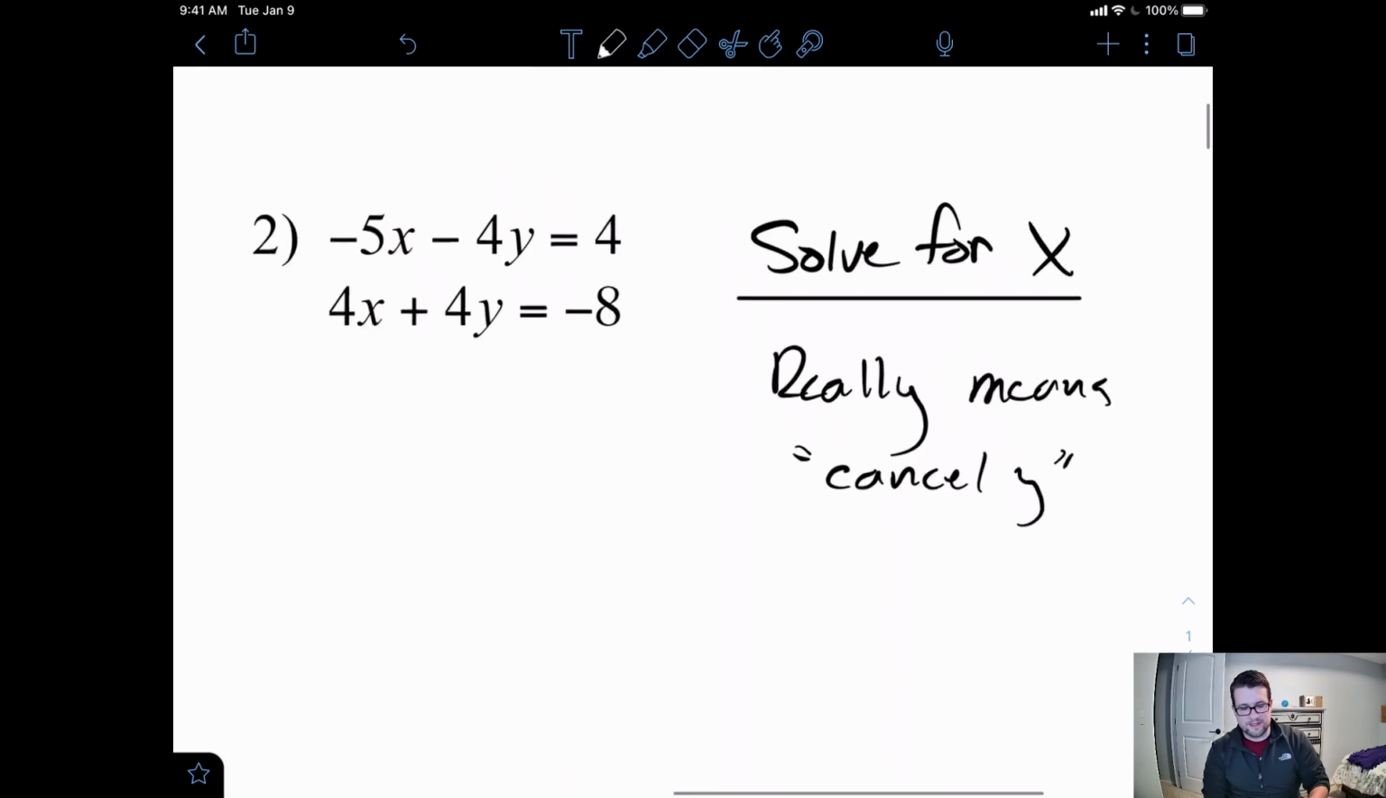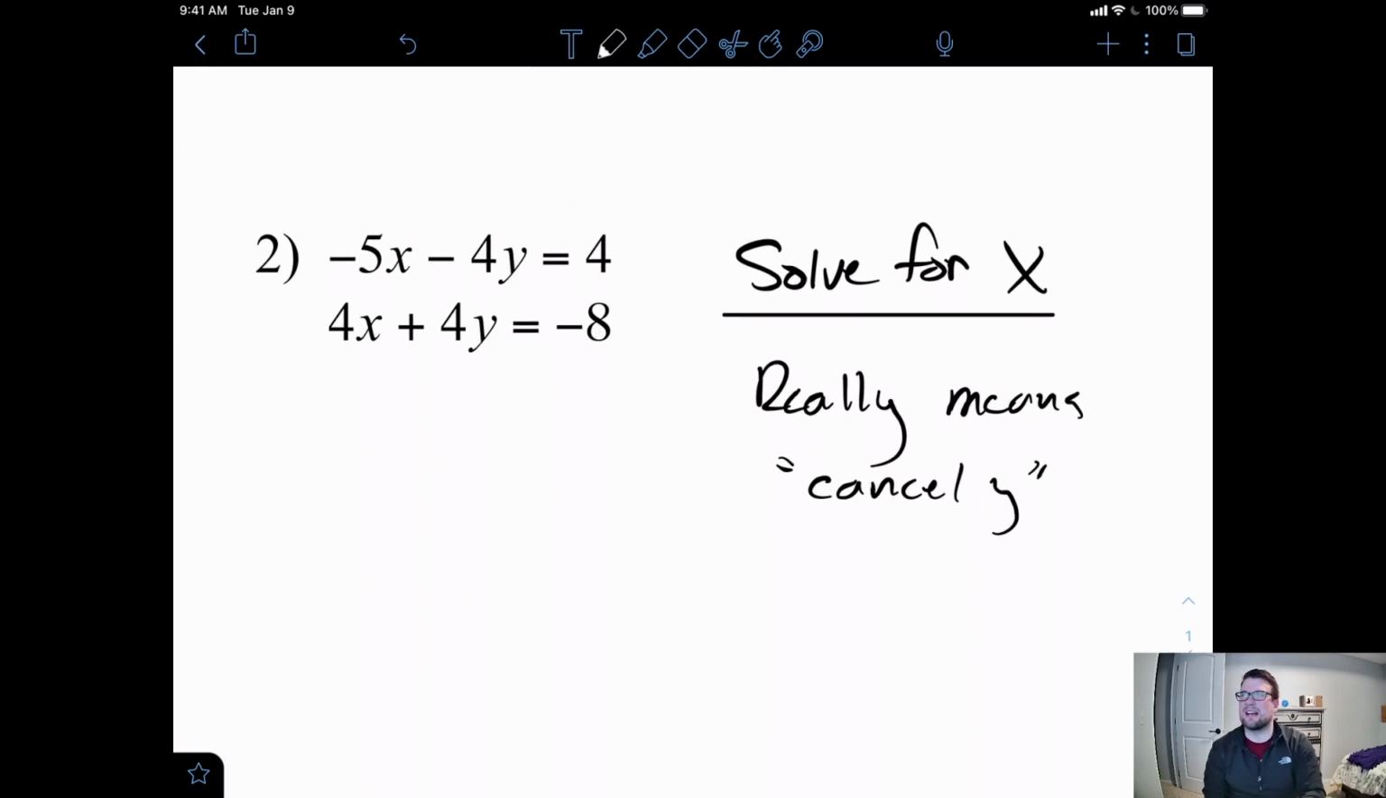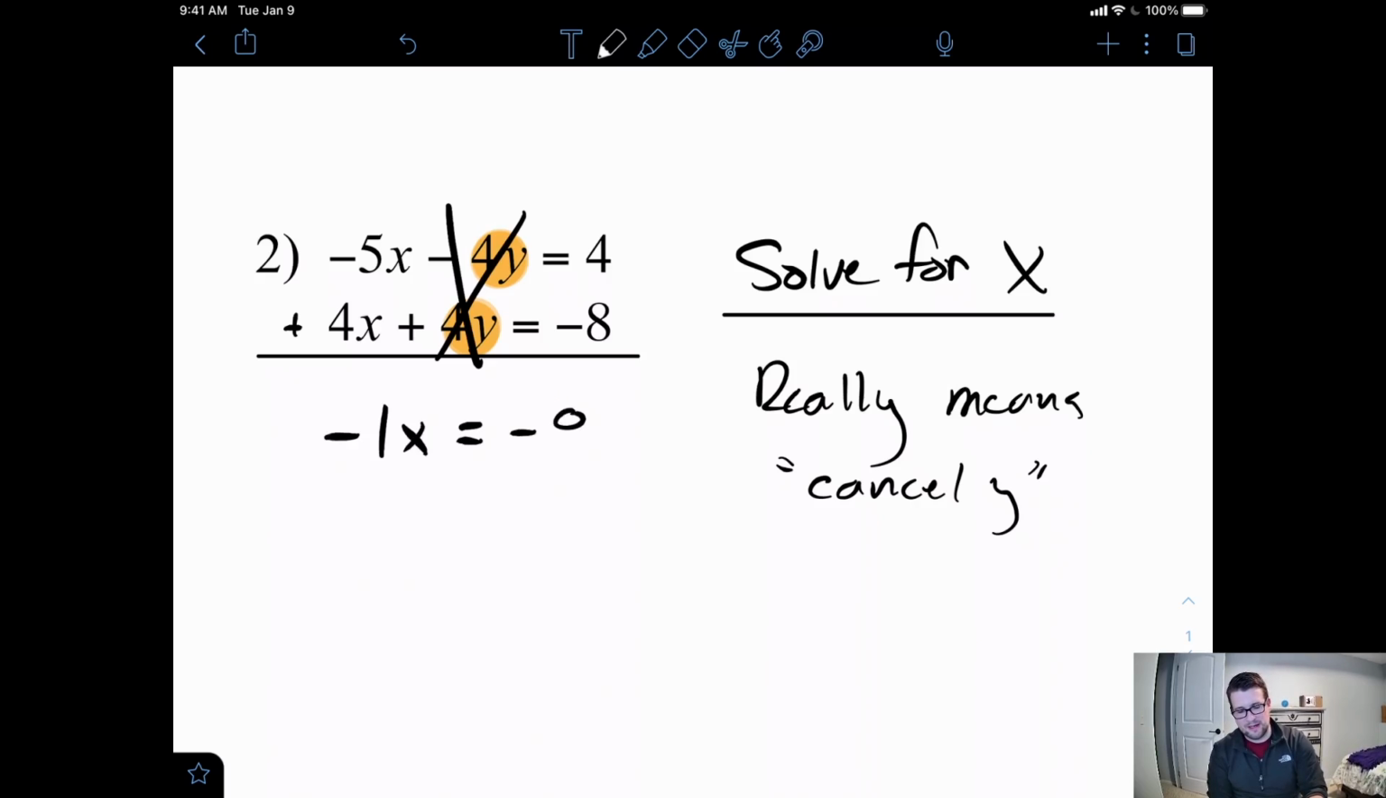Now, for this next problem, it says solve for x. What that really means is cancel out the y term. Well, in this situation, this is an easy problem again because we have a negative 4y and a positive 4y. And what that means is that when I come over here and I add these together, these two are going to cancel. Now, negative 5x plus 4x would give me negative 1x. And then 4 take away 8 would give me a negative 4.